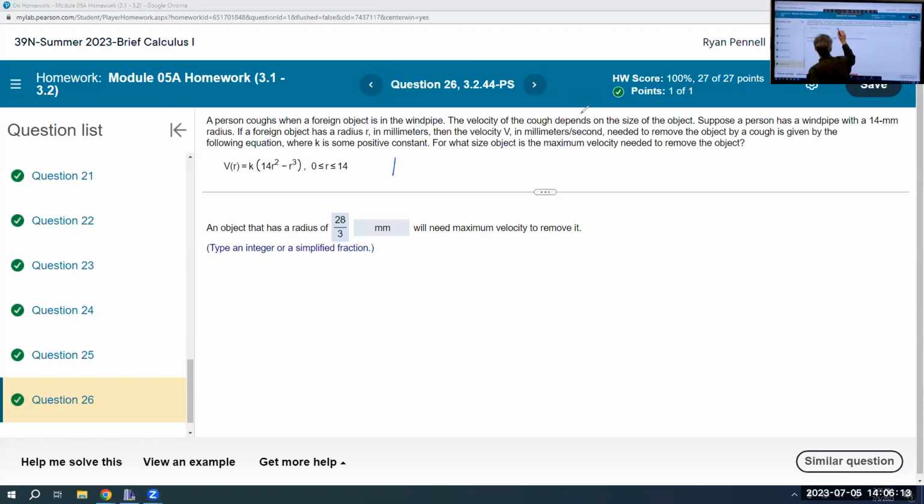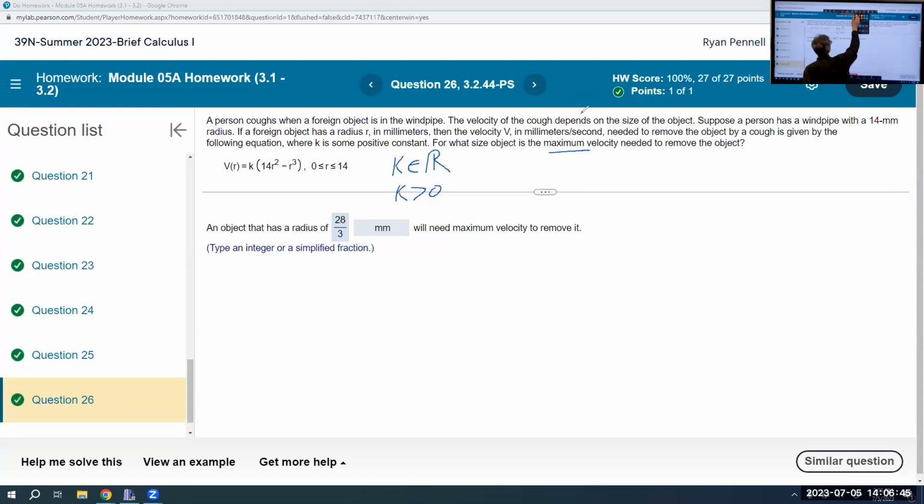So k is just some real number. k is greater than 0. So we don't really need to worry so much about k. Okay. What is the maximum velocity? That sounds like we need to find the relative maximum of some kind. How have we been doing that? Take the derivative. We set it equal to 0. We should be able to find it. Okay, so let's do that.